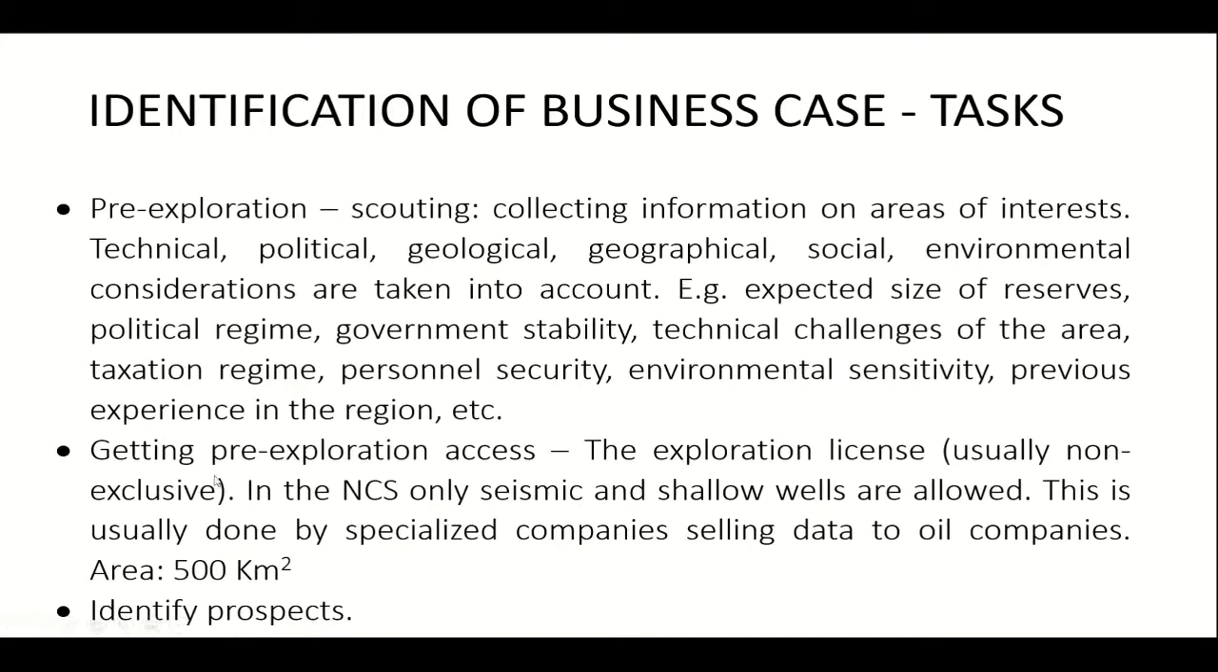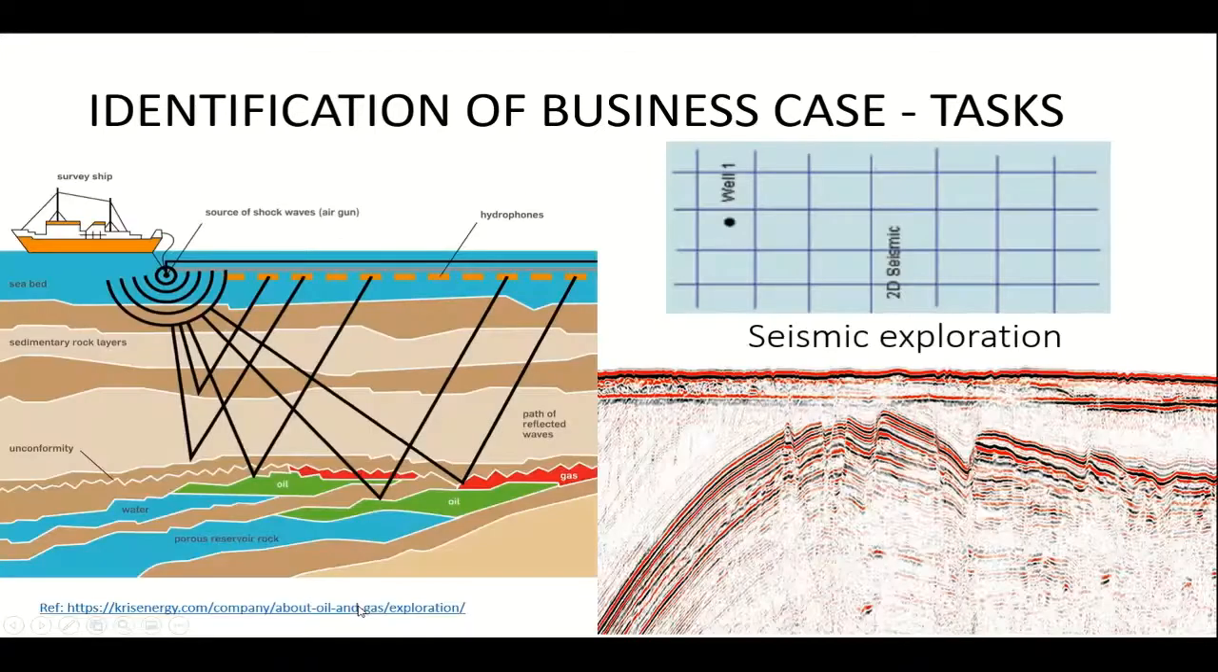In the Norwegian NCS, which stands for Norwegian Continental Shelf, if you get pre-exploration access, only seismic and shallow wells are allowed. This is not done typically by an oil company, but by a specialized company that does it and then later sells the data to the oil companies. The size of these licenses varies, but it's around 500 square kilometers. And the main intention of this phase is to identify prospects.